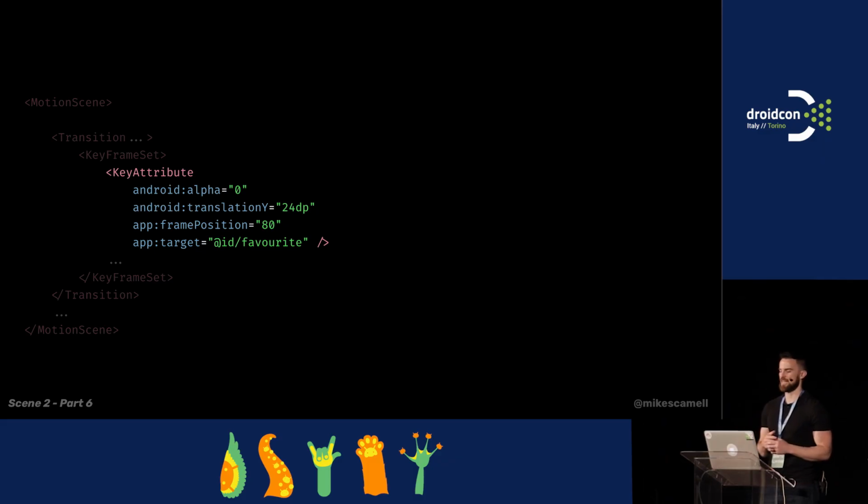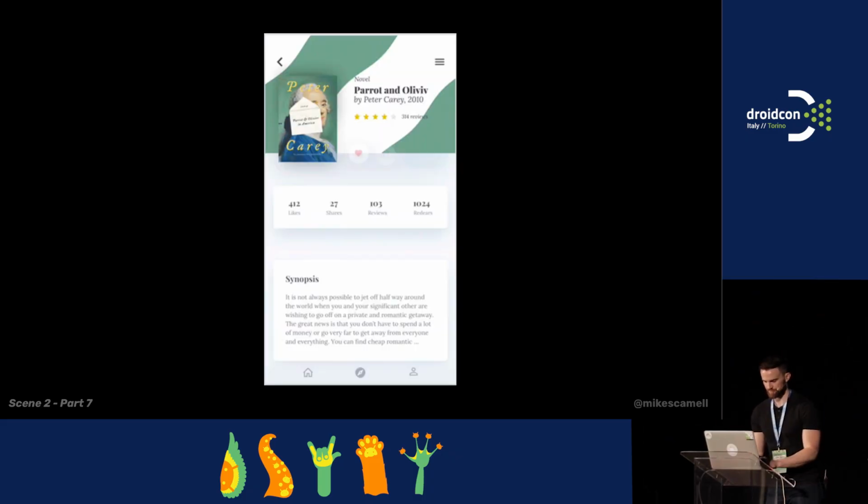An easy way to fix that is just to offset our buttons. We can do that by setting a translation Y on all our buttons using key attributes. This means that when we get to frame 80, our favorite button is going to move down 24 dp and then start fading in as it finally reaches the end state. We can do this for the other buttons just with a larger translation Y so we get that staggered effect. Let's take a look at it now. See them all staggering in. One more time.